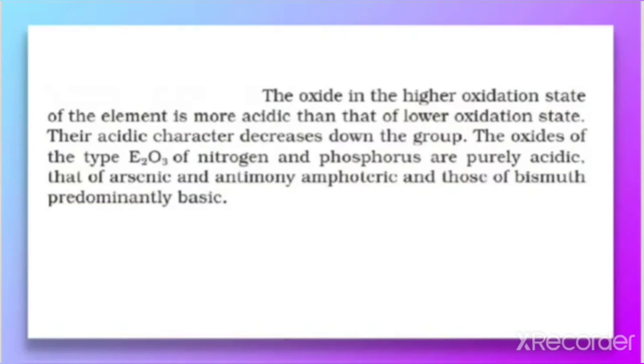The oxides of type E2O3 of nitrogen and phosphorus are purely acidic because nitrogen and phosphorus are non-metals, but from top to bottom metallic character is increasing. Therefore, the trioxide of bismuth is weakly basic.